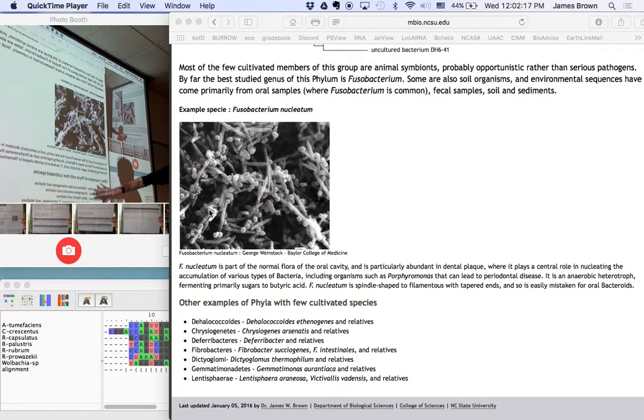And there's a bunch of other groups where there's a few characterized species, maybe one, maybe a couple of others that have been named but not really well characterized. I'm not going to go through these. You could extend this list probably as long as you wanted.